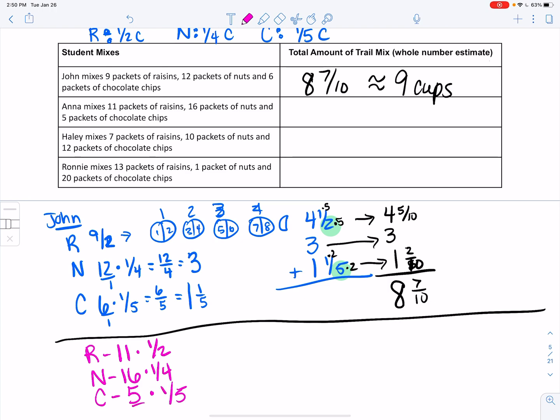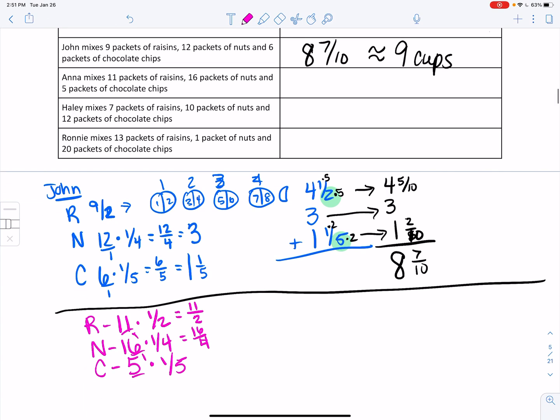So I have to multiply, put them all over top of 1. 11 times 1 is 11 over the 2. 16 times 1 is 16. 1 times 4 across my denominators is 4. Whoops, that's terrible, I needed more room. And 5 times 1 across the top is 5. 1 times 5 is 5.